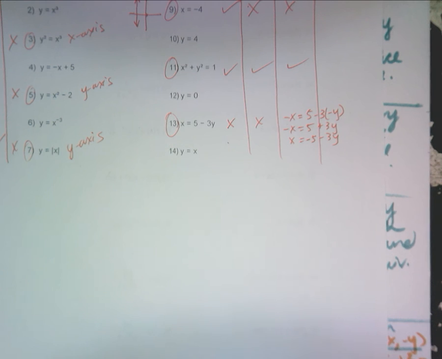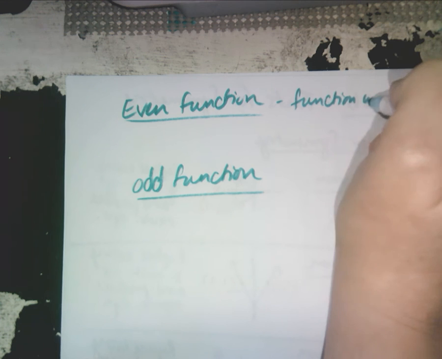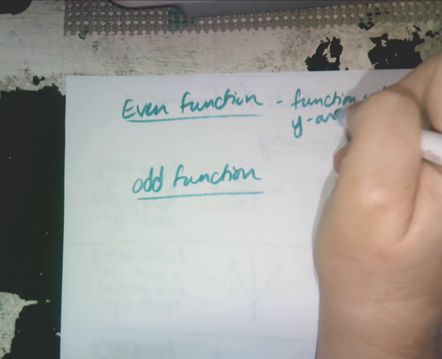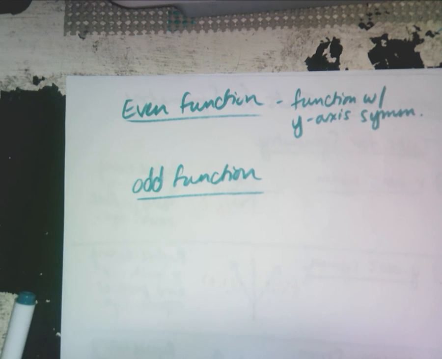So the 5 is the reason then? Yeah. Okay, that's why. And the other one it worked out. Y-axis symmetry. Why did they name it that? I don't know. I'm not the one who named it, okay?